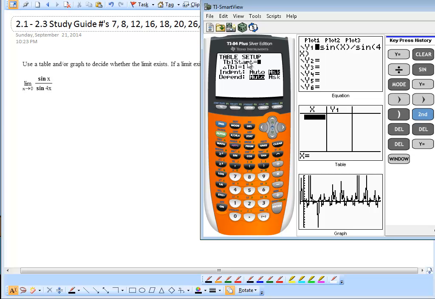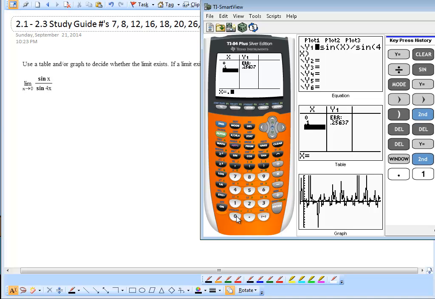That's all that matters here. The table start doesn't matter, delta table doesn't matter. Independent is set to ASK. Dependent auto generates. That's all you need to worry about. Now, try to plug in 0. So we can cheat the limit. We get an error because we're dividing by 0, because sine of 4 times 0 is 0. Well, let's try this at a tenth, which is pretty close to 0.